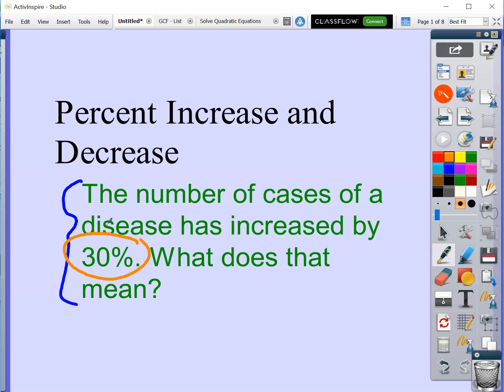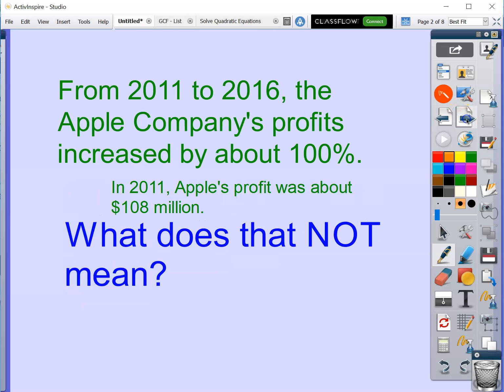30% means usually smaller than 100%. So what's going on there? Well, let me look at another one here. From 2011 to 2016, the Apple company's profits increased by about 100%. By the way, in 2011, it was 108 million. So what does that not mean?